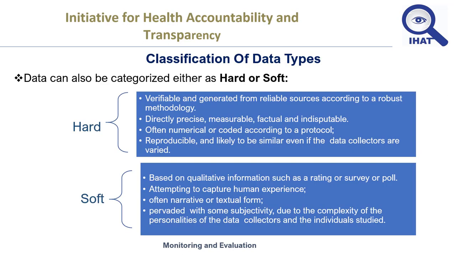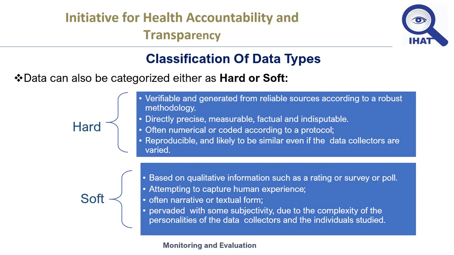Let us look at classification of data types. Data can be categorized either as hard or soft. What is hard data? Hard data is verifiable and generated from reliable sources according to a robust methodology. It is precise, measurable, factual, and indisputable. Hard data are often numerical or coded according to a protocol. They are reproducible and likely to be similar even if the data collectors are varied.